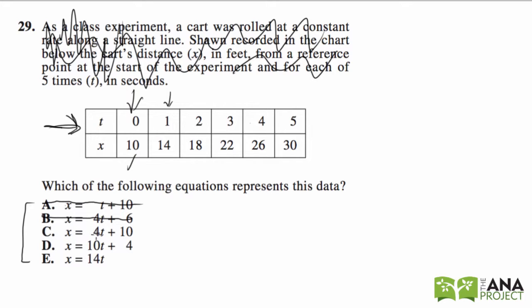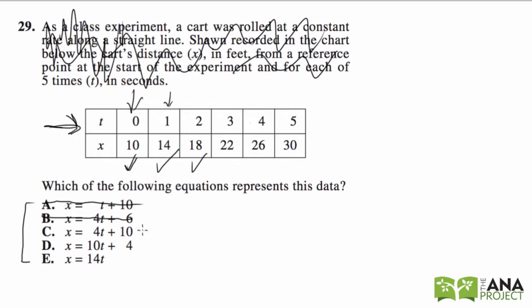Let's try C. X equals 4t plus 10. If t is 0, 4 times 0 is 0, and we're left with 10. X is 10. So we're good so far. How about if t is 1, x should be 14. Well, if t is 1, 4 times 1 is 4. 4 plus 10 is 14. We're good here. How about 2 and 18? T is 2, x should be 18. So 4 times 2 is 8, plus 10 is 18.